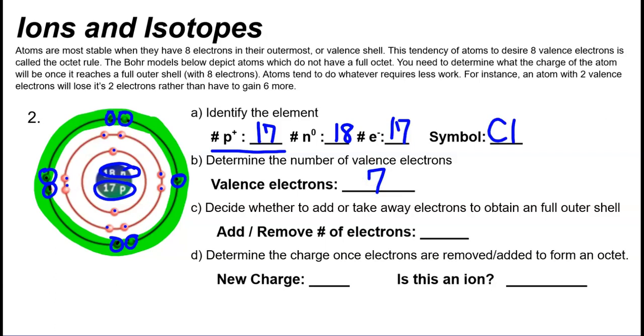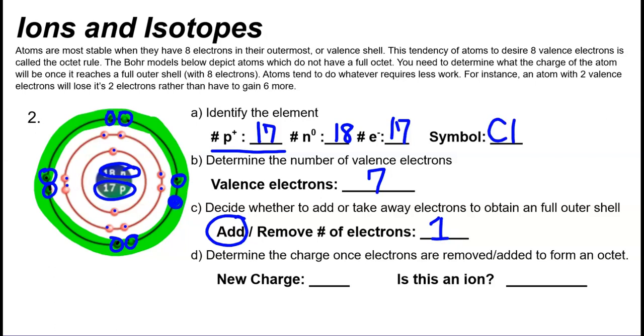Now let's decide whether we should add or take away electrons to fill that outer shell. So we already have 7 valence electrons. In order to get to 8, we either need to lose all 7 of those or just gain 1 electron to get to 8. So it's going to be a lot easier to gain 1, so we're going to add 1 electron to get to 8. So we can just add that right here, pretend we're adding it.